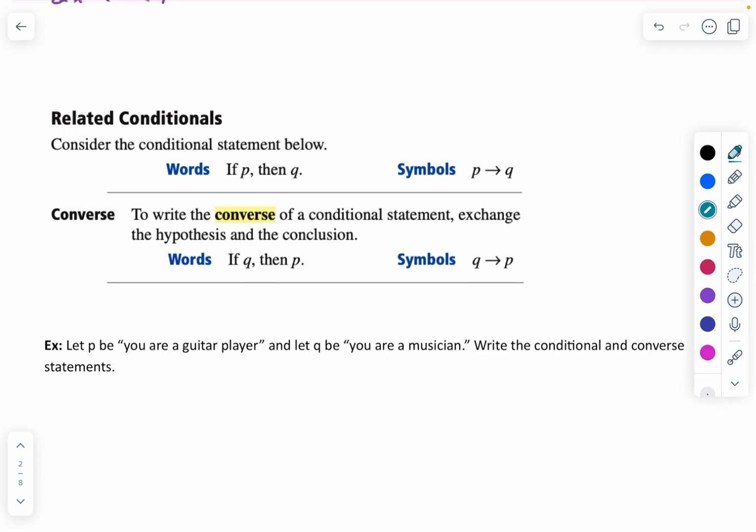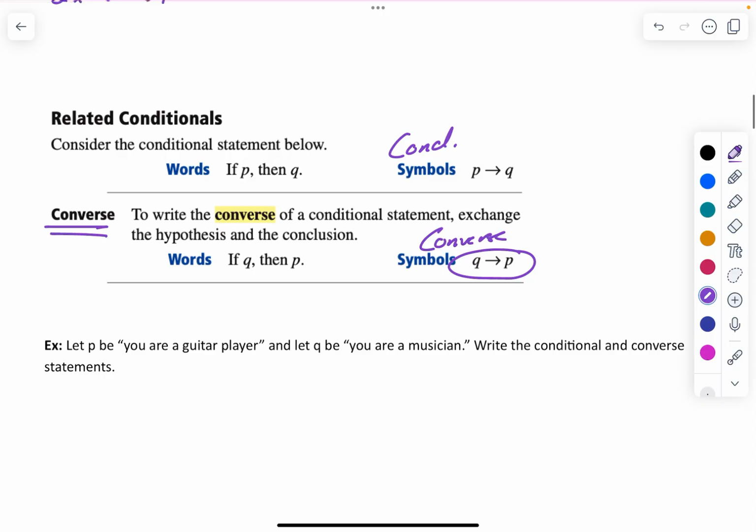Now, related conditionals. We're just going to look at one today. We're going to look at 2 more tomorrow. So we have our conditional statement. If P, then Q. Now, another form of the conditional statement, or a related conditional, is the converse. So notice the converse, here's the converse, and it's if Q, then P. Notice we're flip-flopping our hypothesis and conclusion.